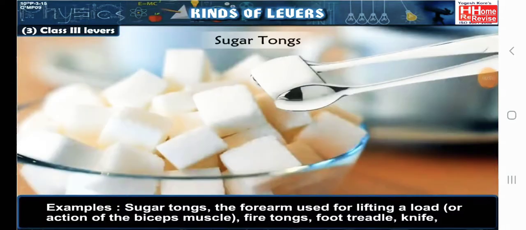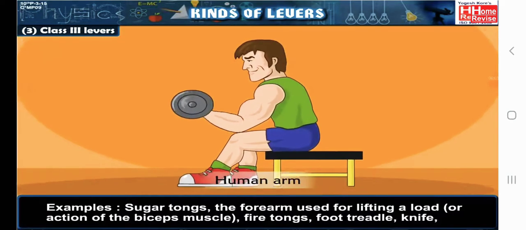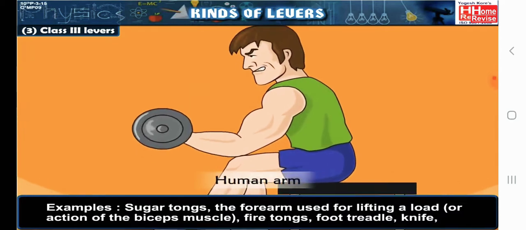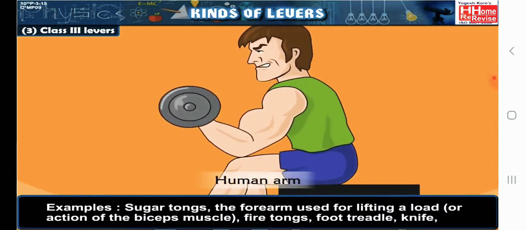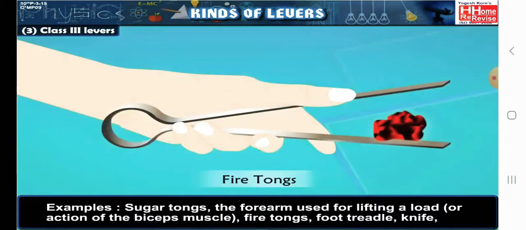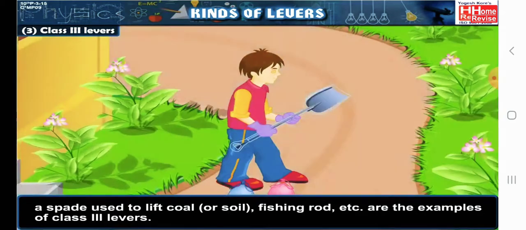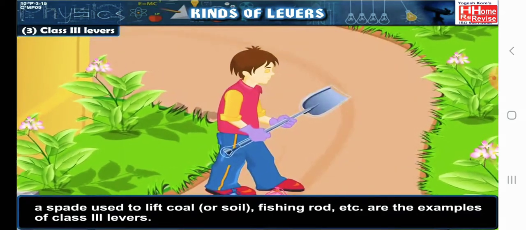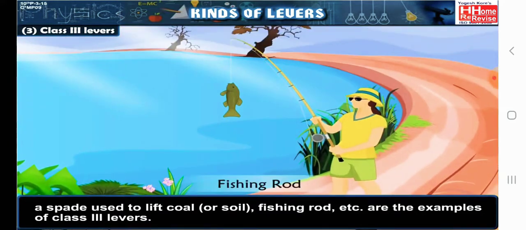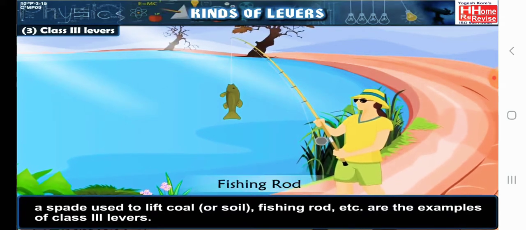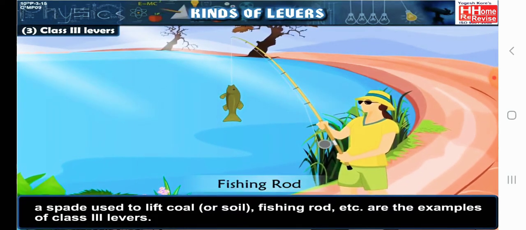Examples: sugar tongs, the forearm used for lifting a load or action of the biceps muscle; fire tongs, foot treadle, knife, a spade used to lift coal or soil, fishing rod, etc. are the examples of class 3rd levers.